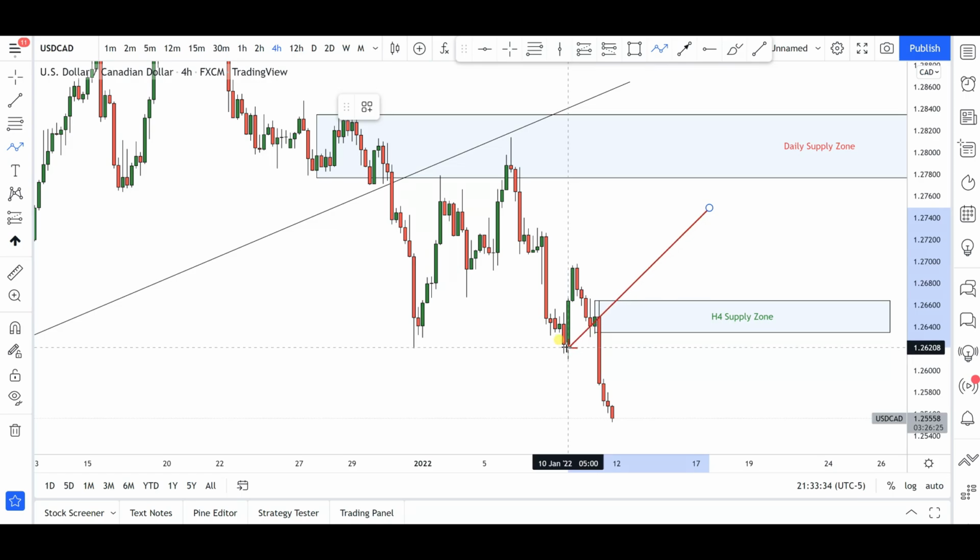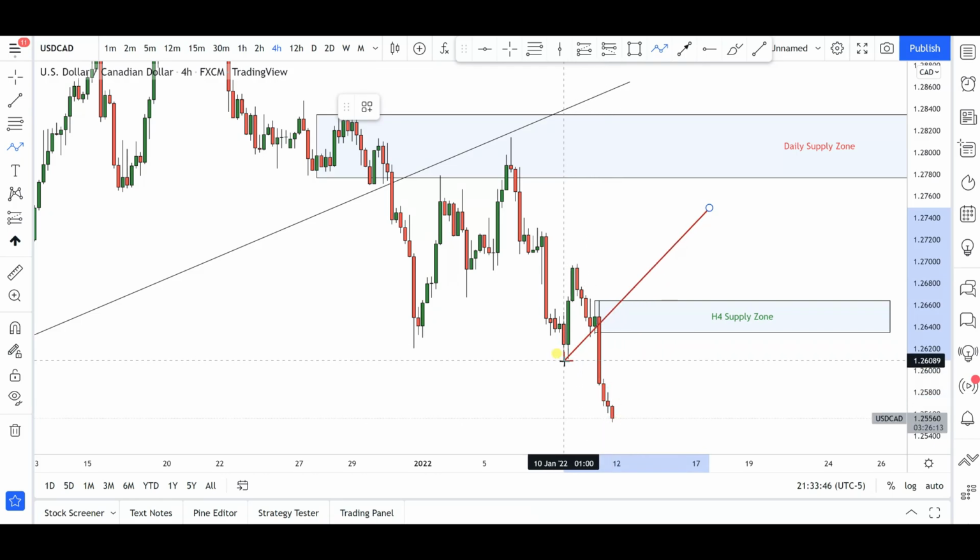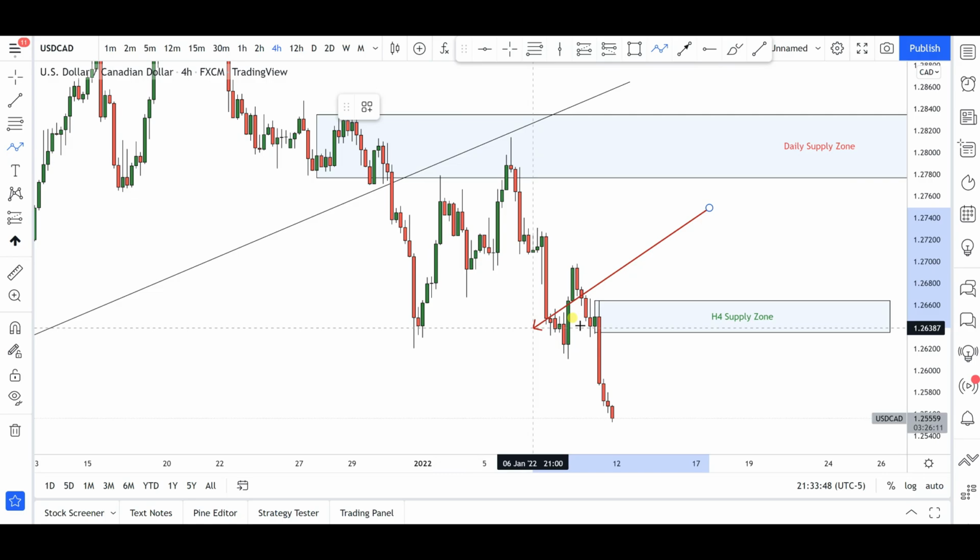Okay, and now that created this particular supply zone in here. Markets give us a push to the upside into the supply zone, all right, and from there you can see how the markets give us a very nice push to the downside, clearly breaking these levels of structure, and in the process forming this new 4-hour supply zone, which I have just mapped out right now.